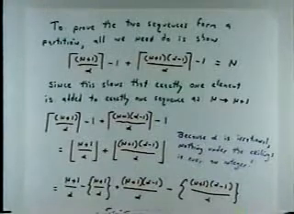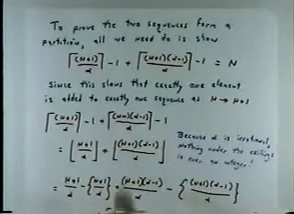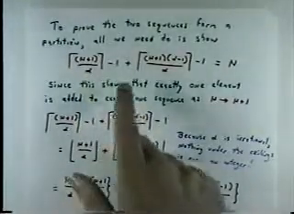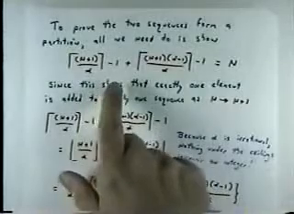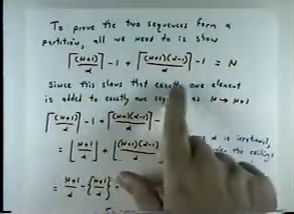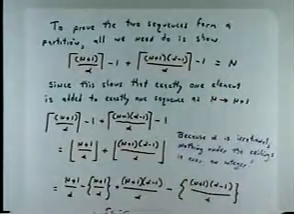if we want to prove that the two sequences form a partition, it's enough to show that for all n, the number of elements in the left sequence plus the number of elements in the right sequence is exactly equal to n. Now, why is this?